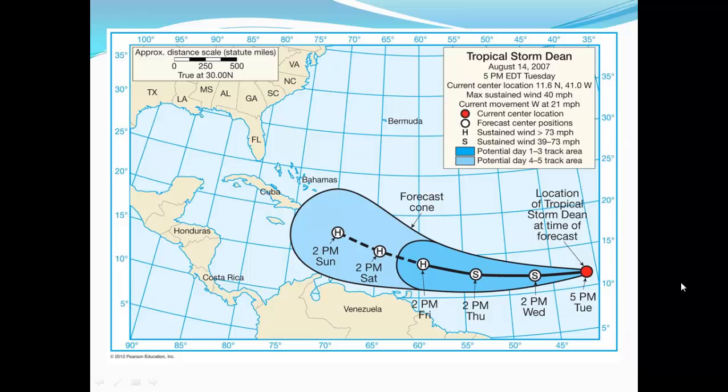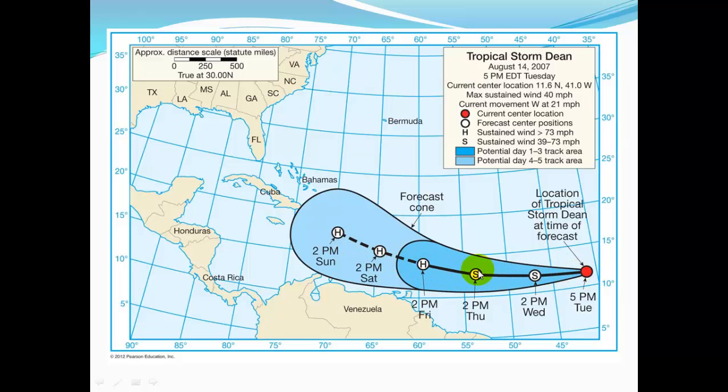Here is an example of a hurricane map, Tropical Storm Dean from 2007. Here's where the tropical storm is, and this is just a prediction. This is all the area where the storm might be in the next 1 to 3 days, somewhere in here, and then over here, the next 4 to 5 days. They're saying it's going to be a storm, and then about 4 days out, it's going to turn into a hurricane.